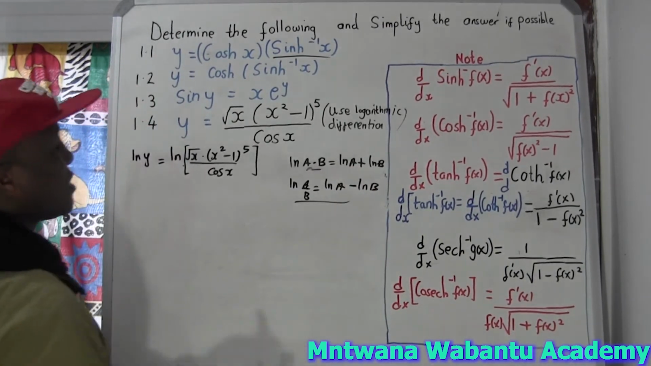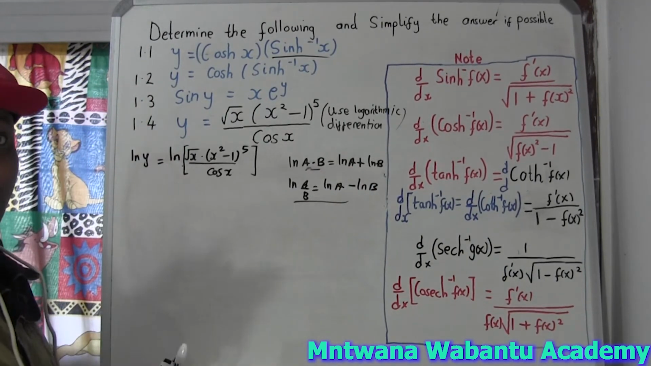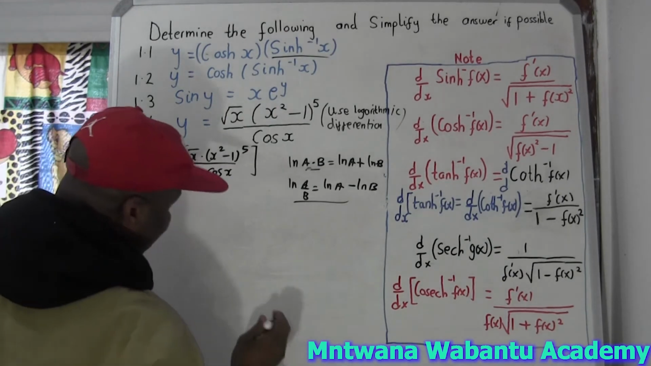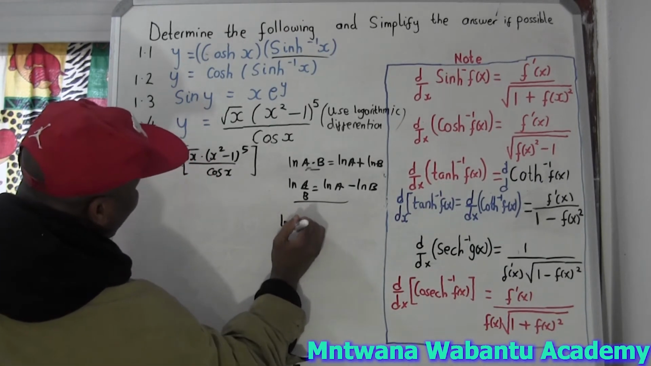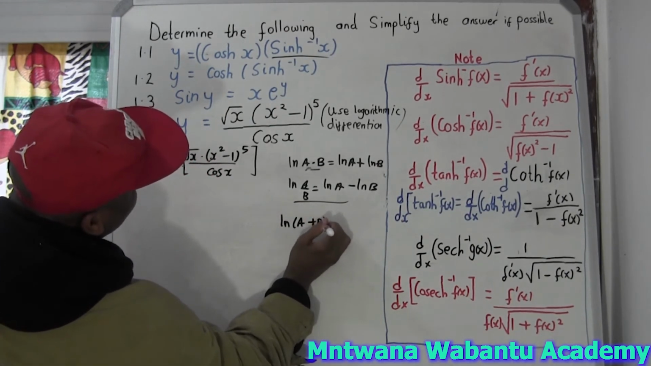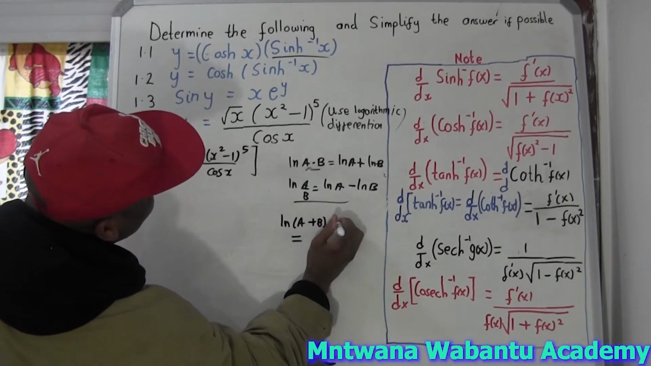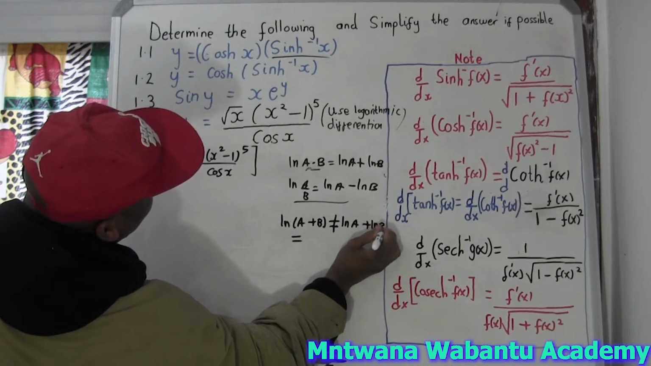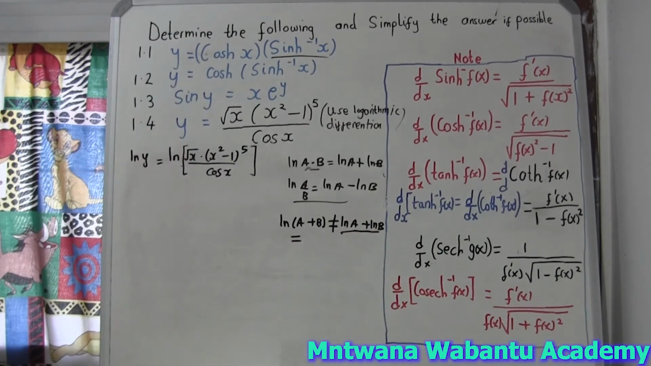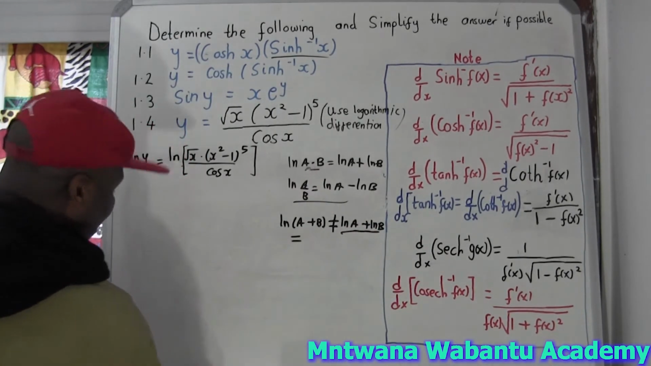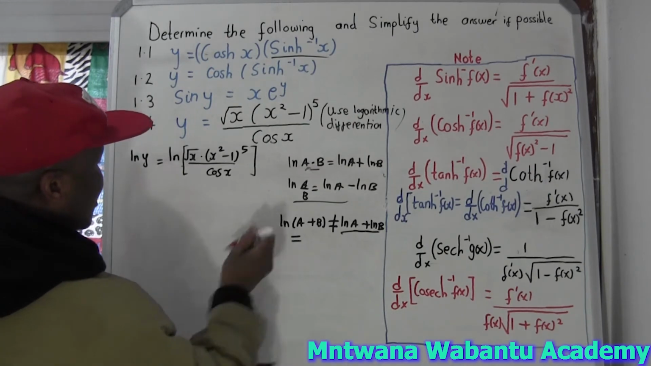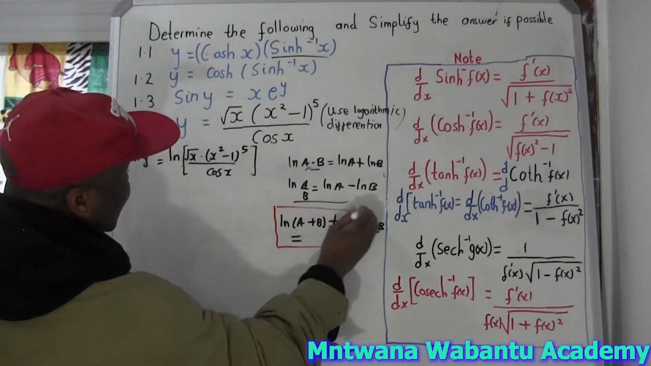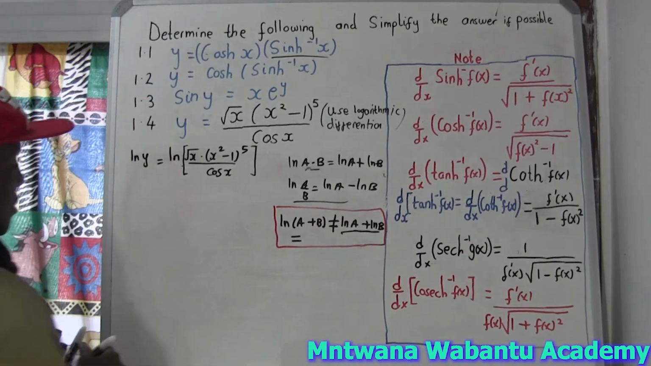These are rules of the ln. But if they give, let's say, ln of a plus b, don't ever say this is equal to ln of a plus ln of b. It is not equal. It only works if it's multiplication. There's no such rule. There's nothing like this.